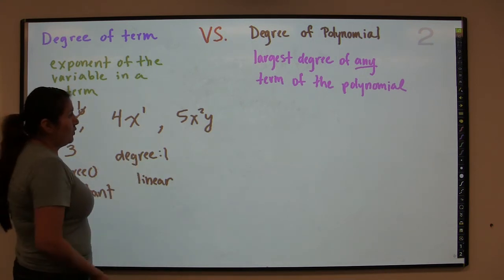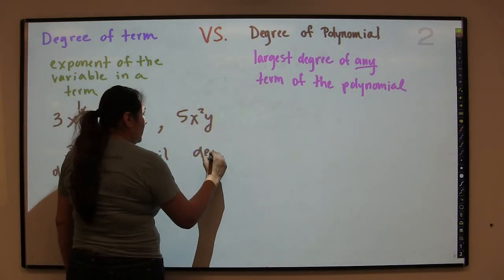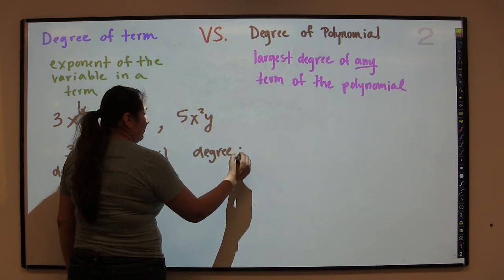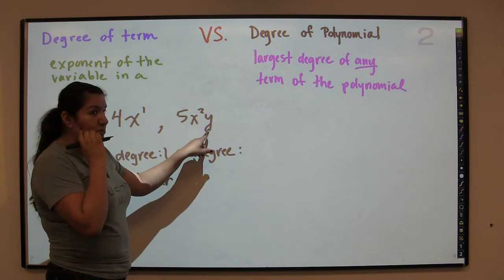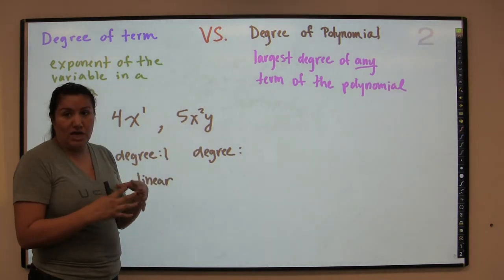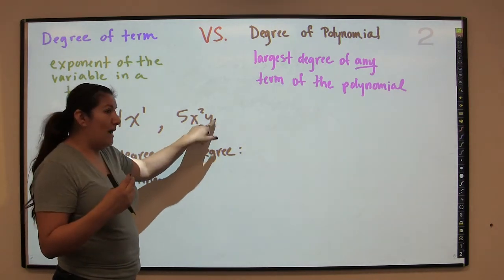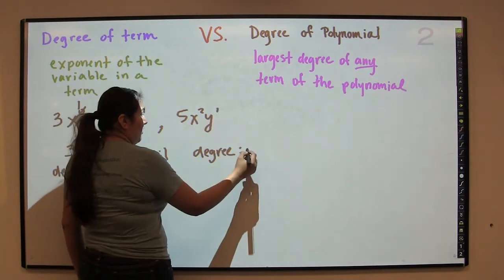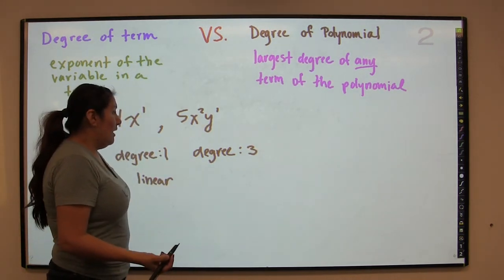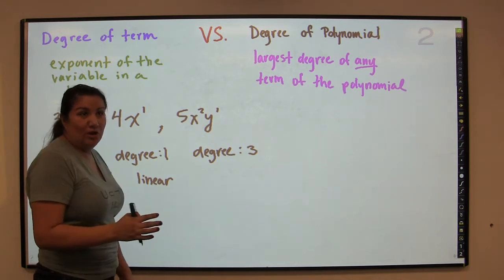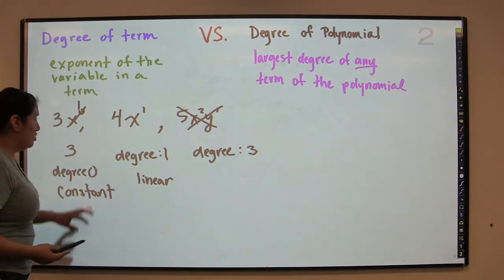Then you have your 5x squared y. And in that case, the degree would actually be 3. You're not going to have to worry about these kinds in this lesson, but I'm just telling you that if you had two different variables, then you would have to add those exponents together. So since x squared is a degree of 2 and y to the 1 power, you would add those two together and get a degree of 3 for that term. However, we're not really going to deal with polynomials that have more than one variable. So you don't have to worry about those kinds, but you do have to worry about these.